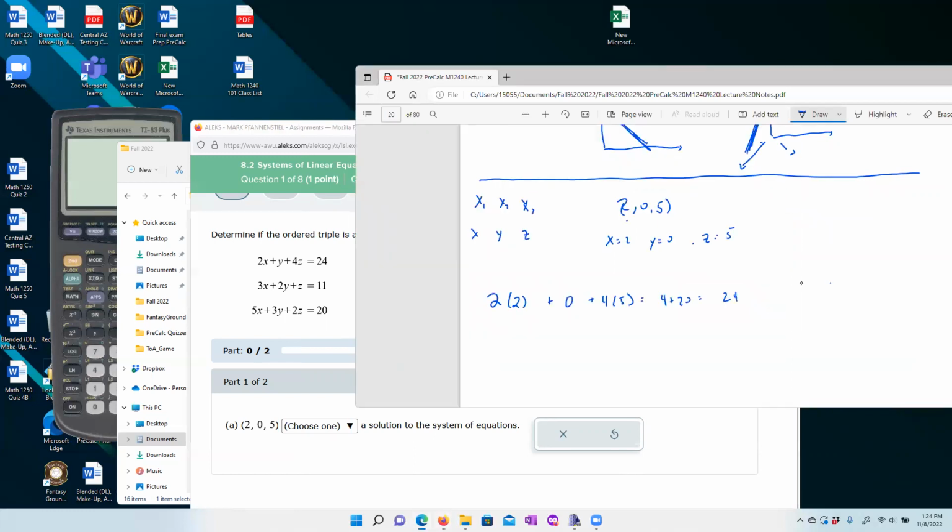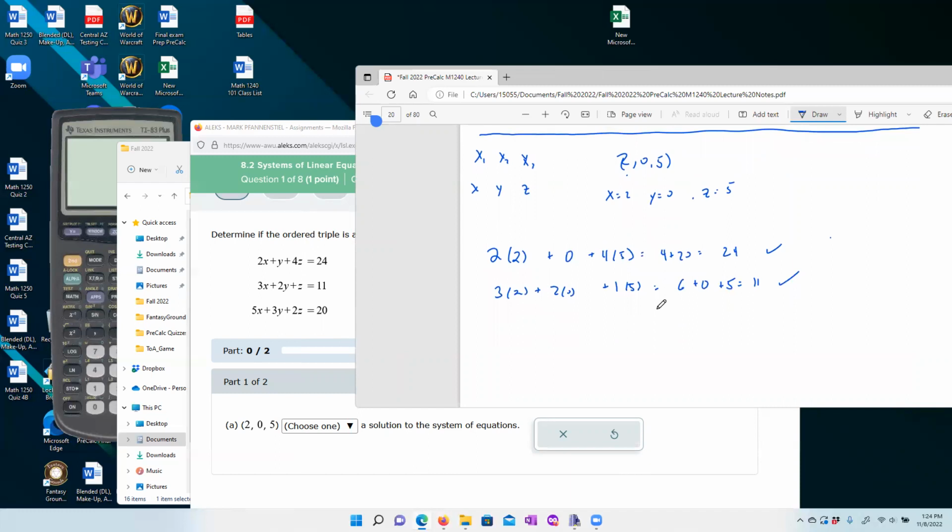For the next equation, we're going to have 3 x's, so 3 times 2, plus 2 y's, y is 0, plus 1 times 5, 1z. What is this going to be? This is going to be 6 plus 0 plus 5. 6 and 5 do make 11. Look at that, the right-hand side says 11, so this one checks out, that one checks out.